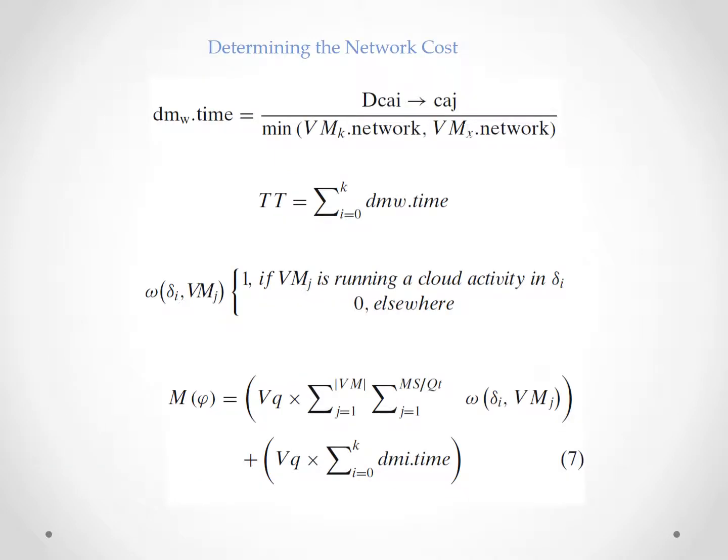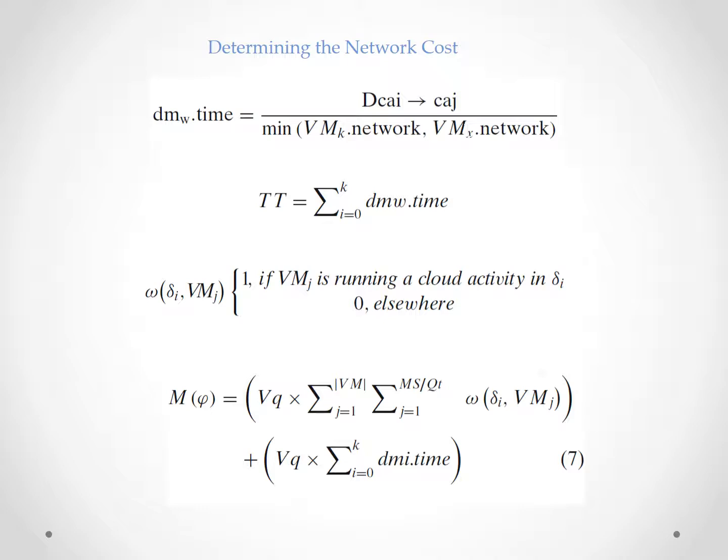Now we need to determine the network cost. Network cost is the cost of data transferring from and to the cloud. Let's assume that W reads and writes information to a shared area. This way, all possible schedules read and write the same amount of data from and to the same shared area. This way, the cost of reading becomes equal to the cost of writing.